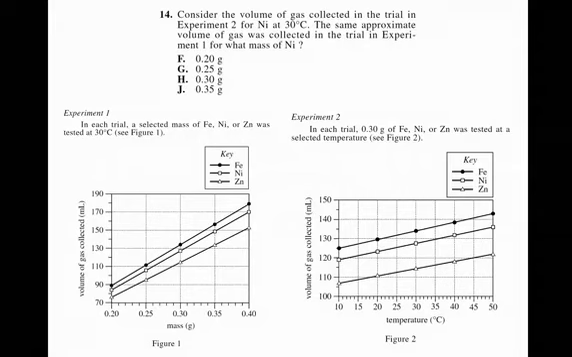So here we need to look at a volume of gas collected in the trial for experiment 2 for Ni at 30 degrees. Okay, volume of gas, experiment 2. So I'm going to look at this figure. The volume of gas for Ni. So I'm focused on here, the line with the little boxes. That's this middle line, Ni. And I want the volume of gas collected at 30 degrees Celsius.